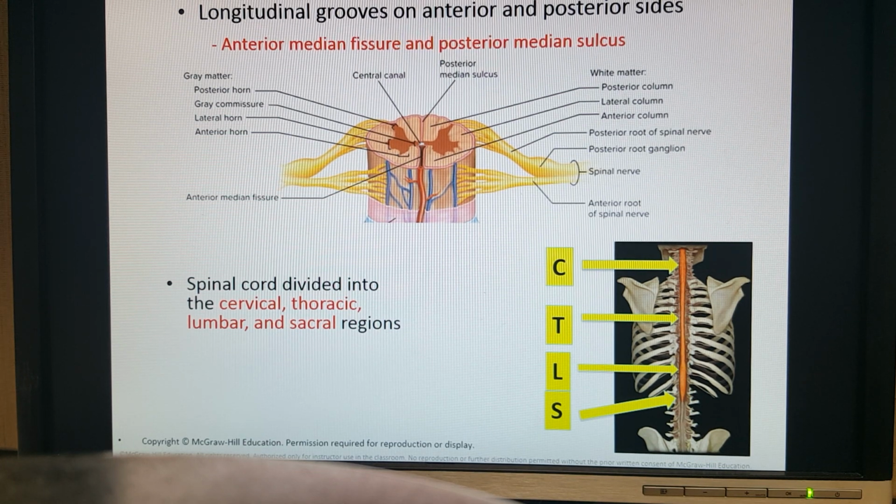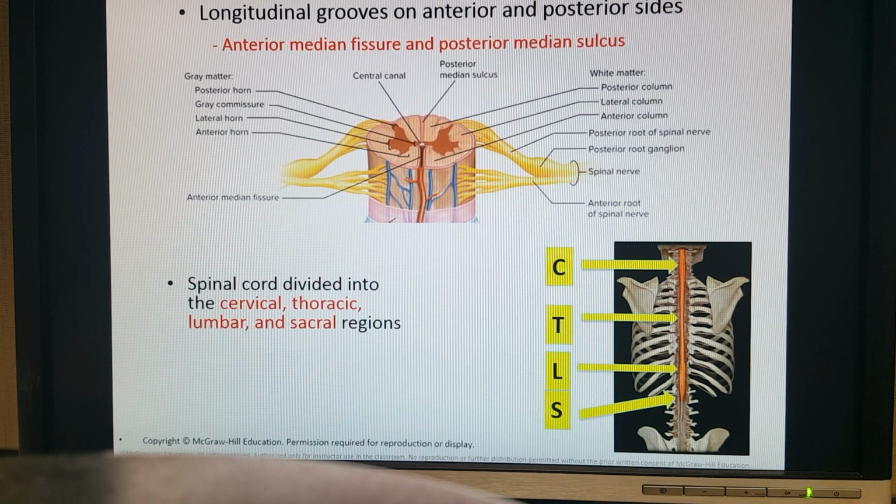Similar to your vertebral regions, your spinal cord also has regions. It has its cervical, thoracic, lumbar, and sacral regions. So still having that same order, like your cervical vertebrae, thoracic vertebrae, lumbar vertebrae, and then sacrum at the bottom. So still the same type of naming.